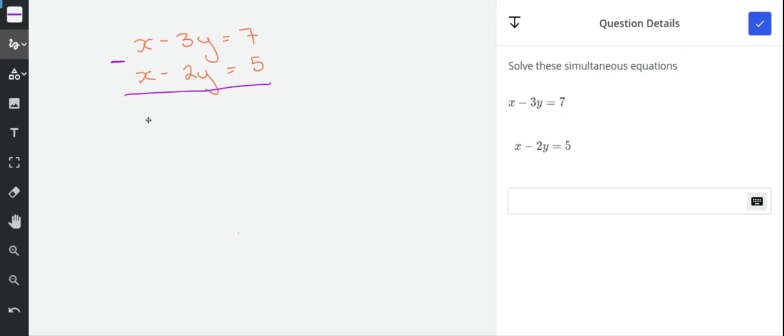So I go x minus x gives me 0. Negative 3 subtract negative 2. When you subtract a negative, it's the same thing as positive. So this is like negative 3 plus 2. So that's going to give me negative y equals 7 minus 5 is 2. So we get that our y variable, y, is equal to negative 2, because we need to basically divide both sides by negative 1. So y equals negative 2.